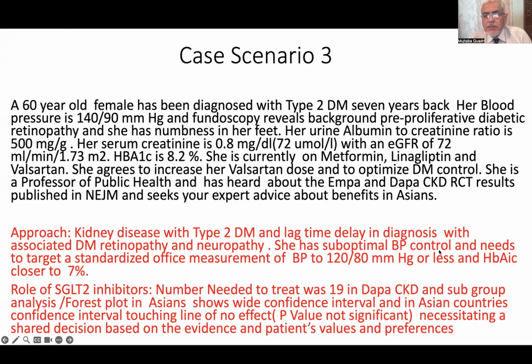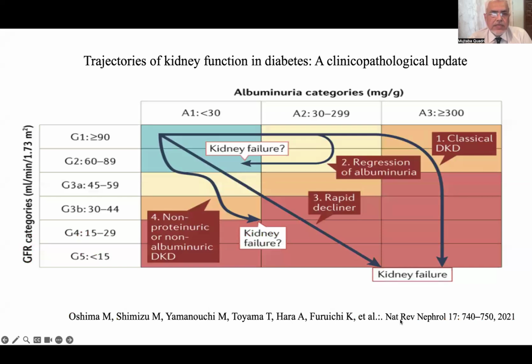She has suboptimal blood pressure control, needs to have a standardized office measurement of at least 120/80 or less, and hemoglobin A1c close to 7%. As far as SGLT2 inhibitors are concerned, the number needed to treat in the DAPA-CKD study for the primary outcome was 19, and subgroup analysis in Asians wasn't very supportive of benefit, at least in renal terms, for Asians. So that's why a shared decision is necessary.